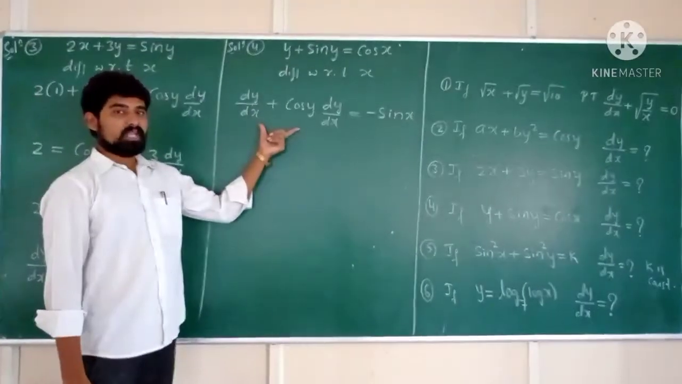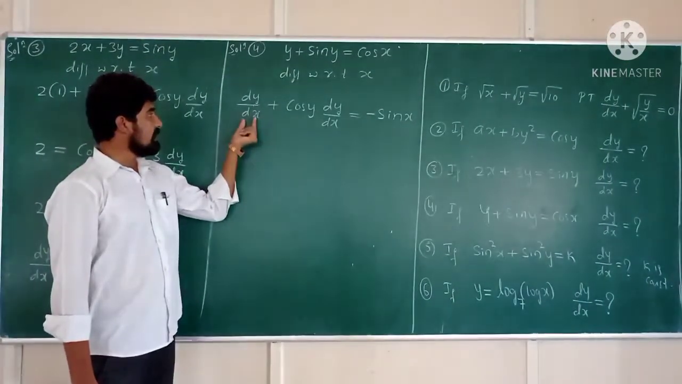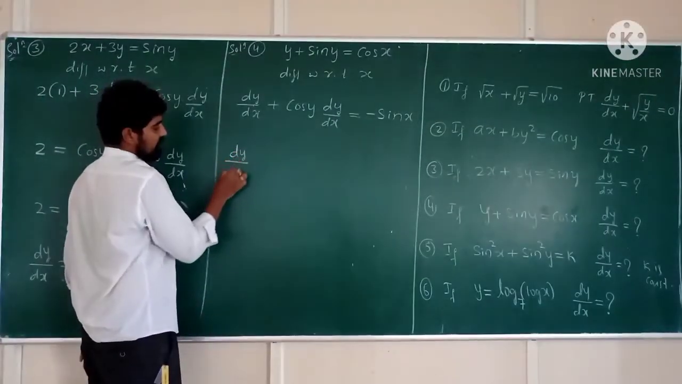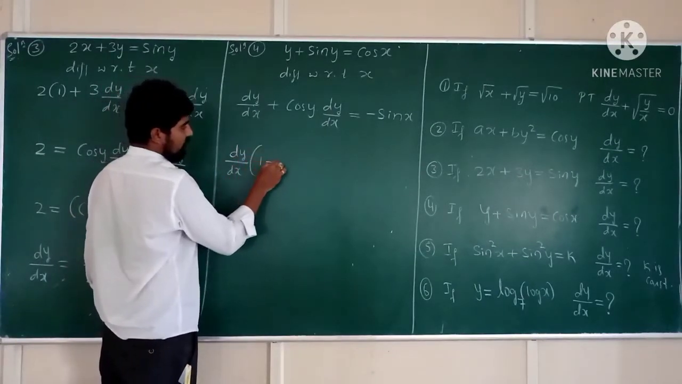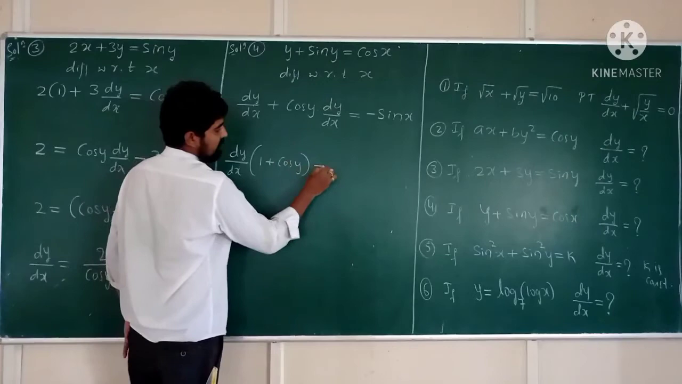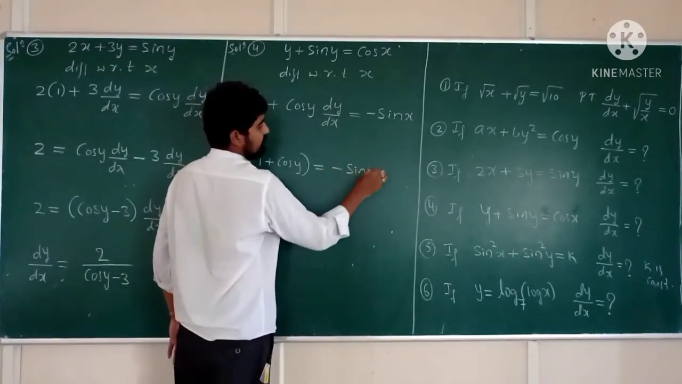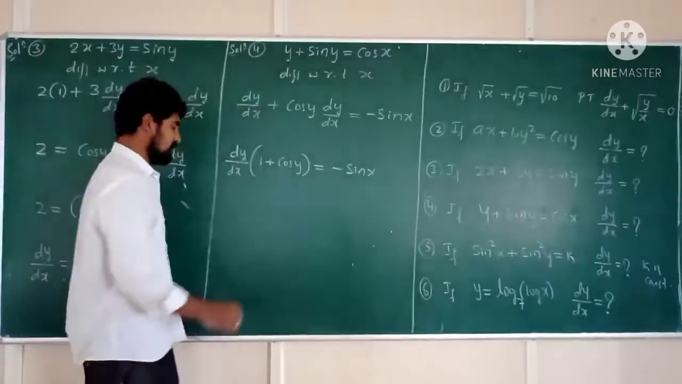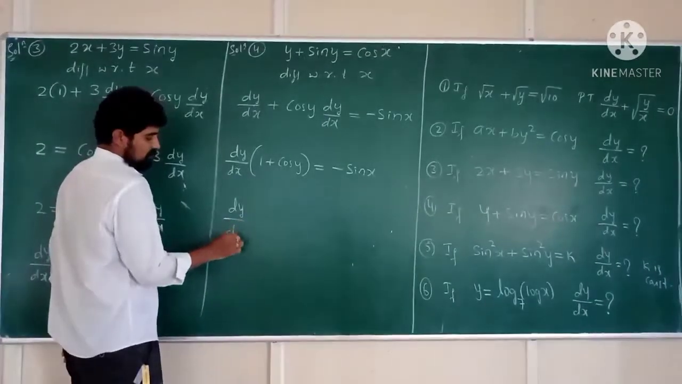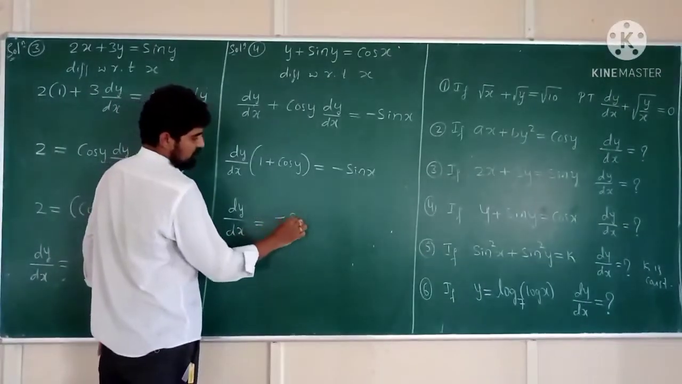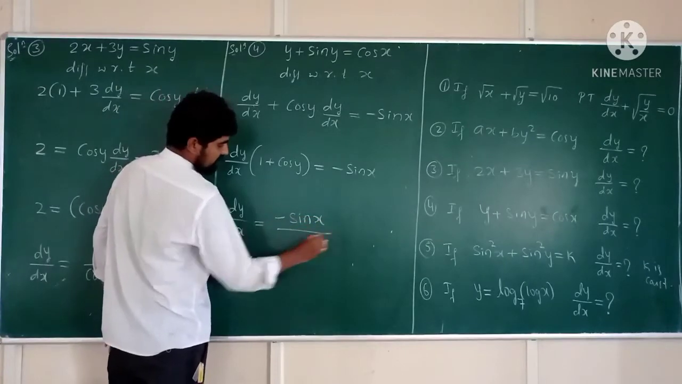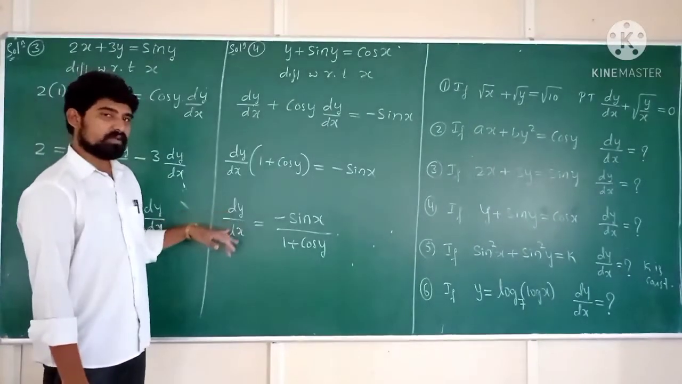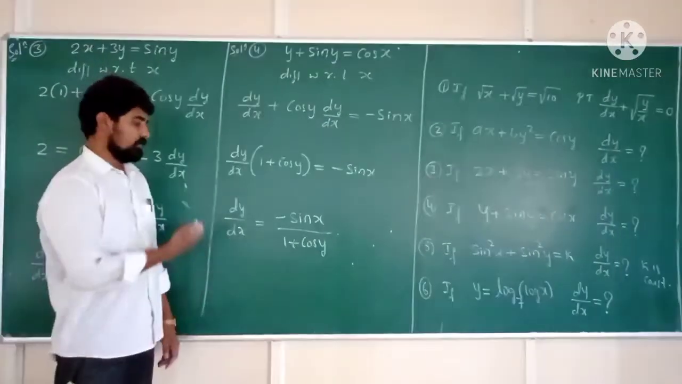Now we need to find out the value of dy by dx. So take dy by dx as a common from these two terms. If I take dy by dx as a common, remaining 1 plus cos y is equals to minus sin x. For dy by dx, shift this 1 plus cos y towards the right hand side. It becomes what? dy by dx is equals to minus sin x divided by 1 plus cos y. And this is the required dy by dx. I hope all of you understood. If possible, take a look.